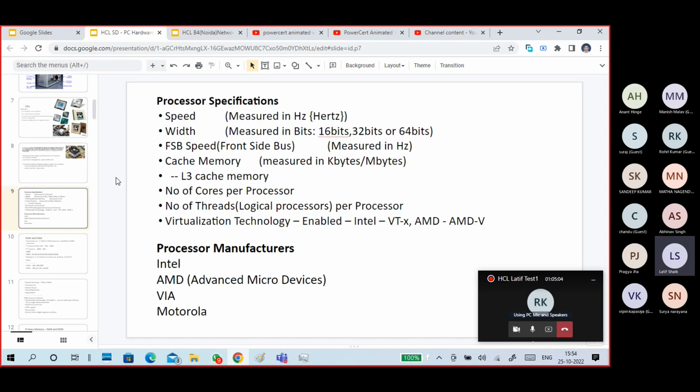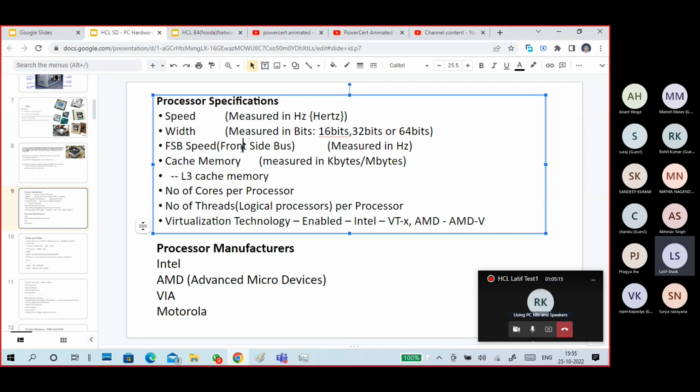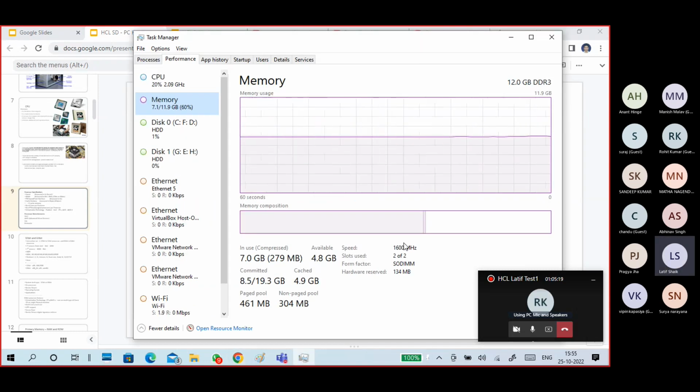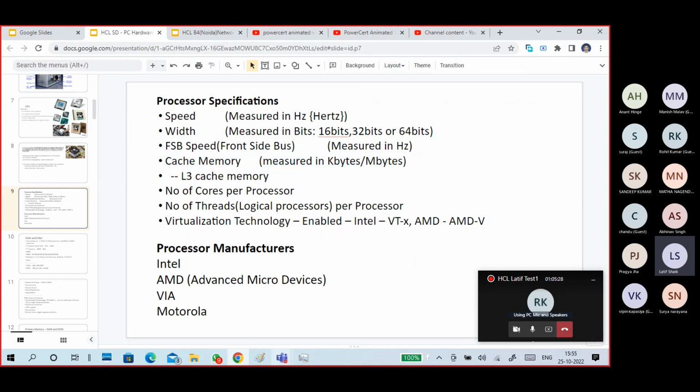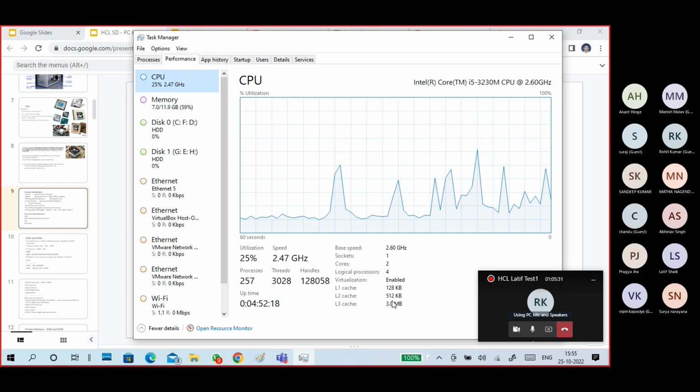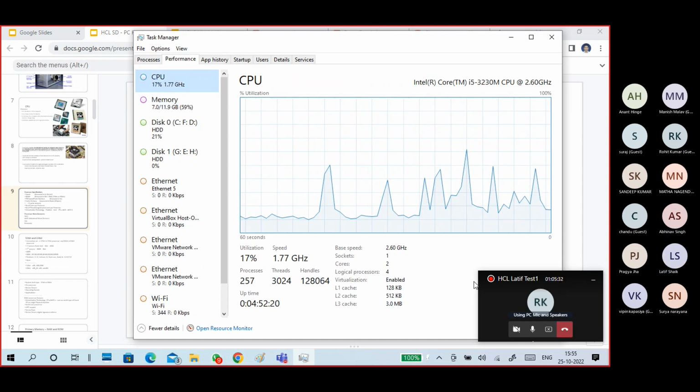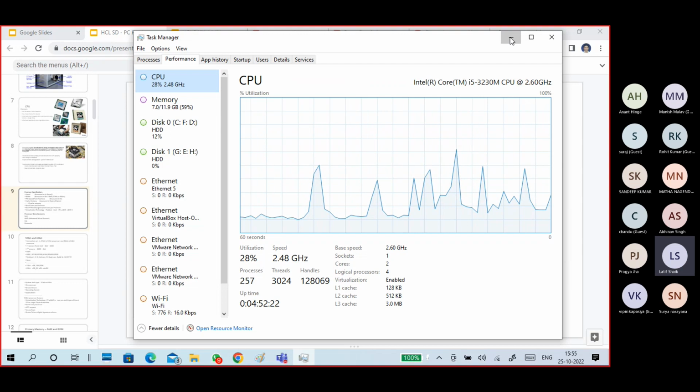Okay, that is the width. So it is a 32-bit processor or a 64-bit processor. What is the speed of the processor? The front side bus tells about your RAM speed. How much RAM speed you should take is told by your front side bus. Cache memory: the more the cache memory, the better the processor. If the cache memory is higher, the processor is much better.